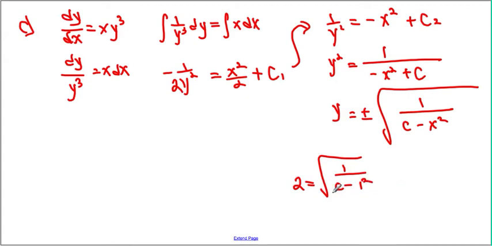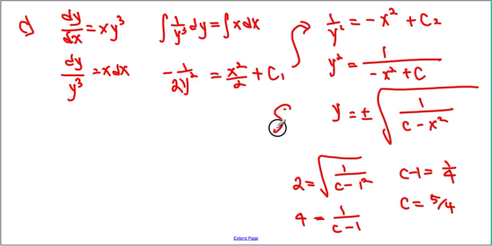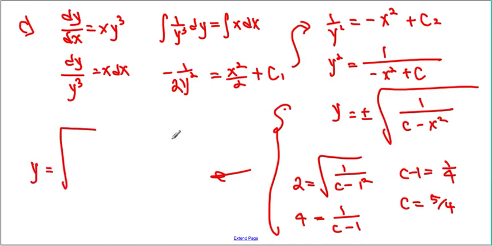In order to figure out what c is, we can simply square both sides. Then we get 4 equals 1 over c minus 1. Simply get the reciprocal, and we end up getting c minus 1 equal to 1/4, and c will be equal to 5 over 4. Alright, I think we have everything that we need. If I bring everything together here, y equals square root of 1 over 5 over 4 minus x squared. That's basically what we end up getting.